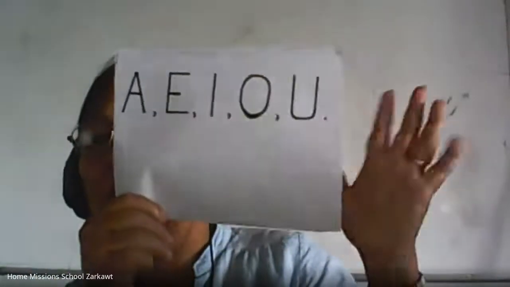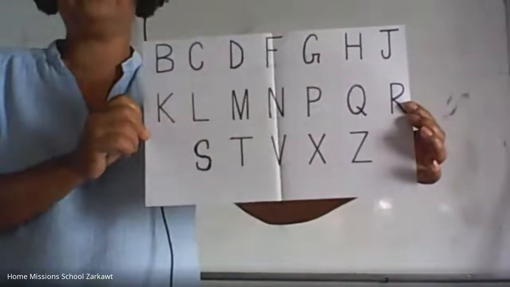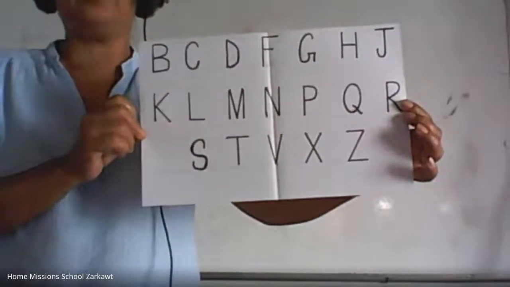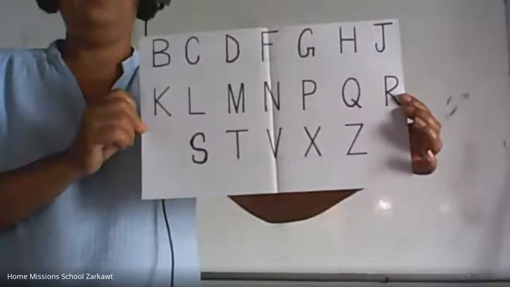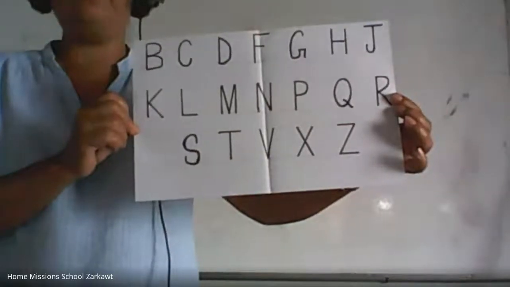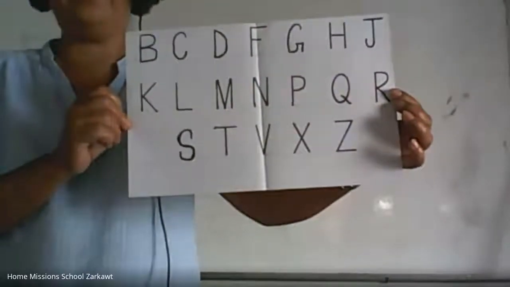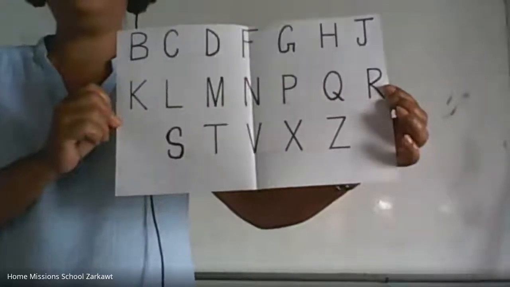This one is vowels, 5 letters, and this big one. I hope you all can see this. It is consonants. 19 letters are there. Vowels have 5 letters. Semi-vowels have 2 letters. And consonants have 19 letters.